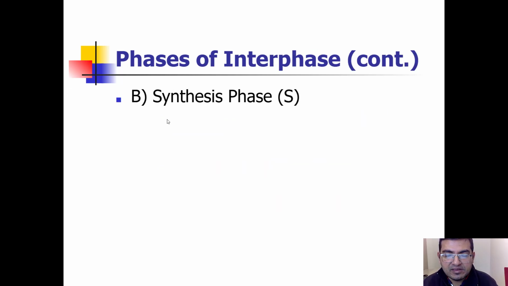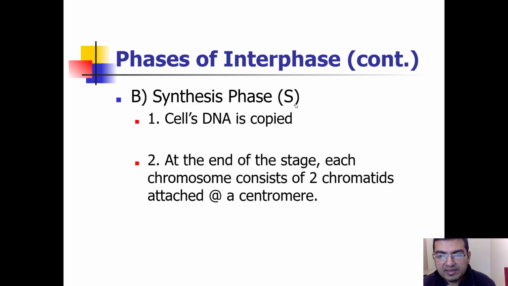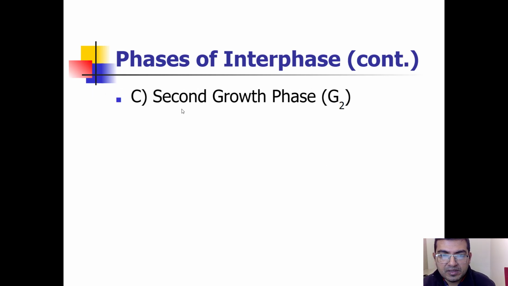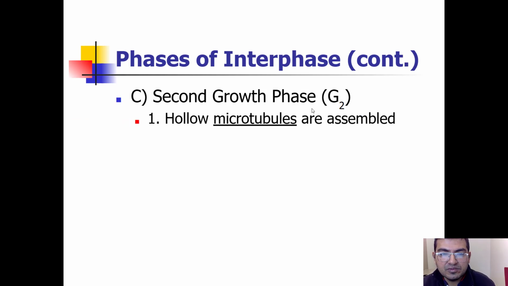The S phase is the most important, where the DNA is synthesized, in the S phase or synthesis phase. DNA is copied. At the end of the stage, each chromosome consists of two chromatids attached at the centromere. And the third phase of interphase is G2.